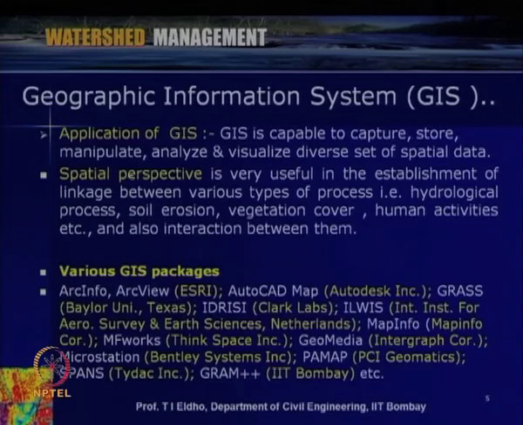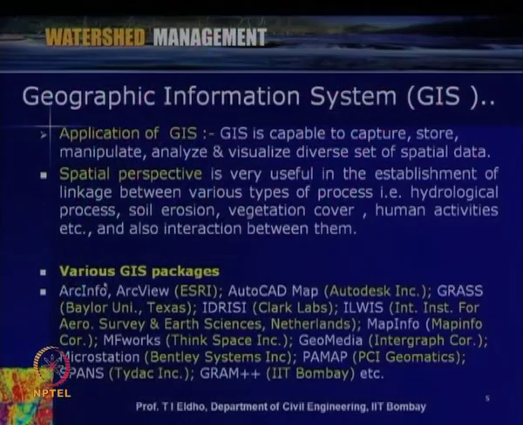So that way the various spatial data sets, we can say, give us input and make different kinds of data sets as output. So the spatial perspective is very useful in the establishment of linkage between various types of processes. That is, for example, if water is concerned, the hydrological processes, soil erosion, vegetation cover, human activities, etc., and also how they interact between them.